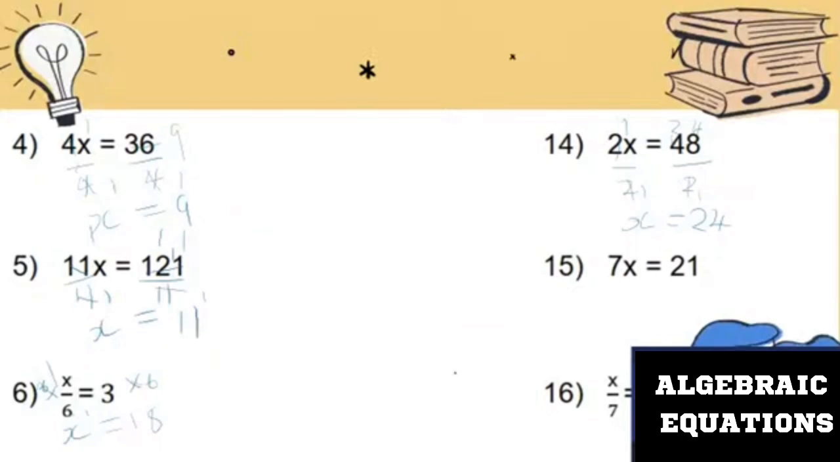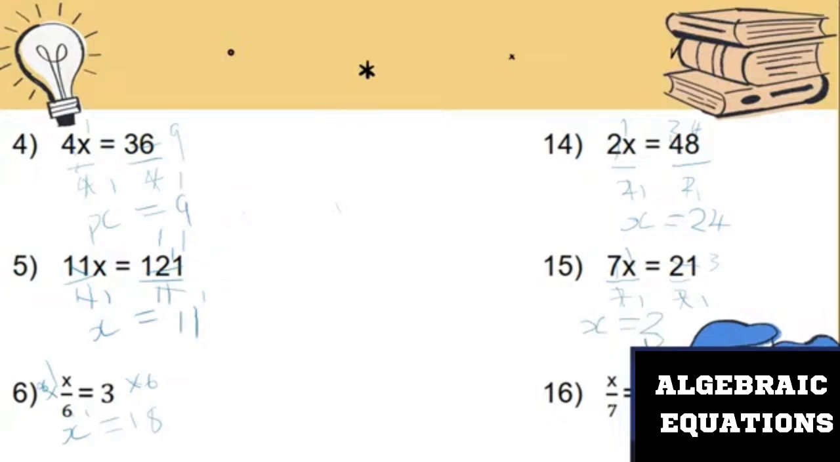All right, let's look at the last two here. We have 7x equals 21. So to make x the subject of the formula, we're going to divide by its coefficient, which is 7. 7 into 7, 1. 7 into 21, 3. So in this case, x is equal to 3.